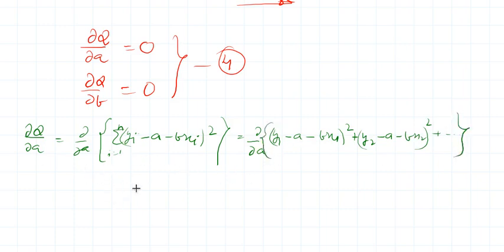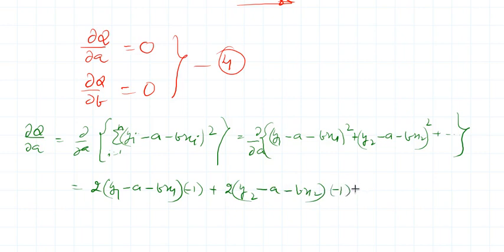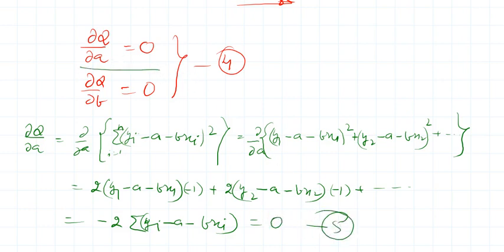If I take their derivative, then it must be equal to twice of y1 minus A minus B x1, and then its derivative with respect to A. So minus 1 will be there, so I will write that minus 1 here, into 2, and then the derivative in a similar manner, and so on. So minus 2 can be taken outside, and I can write this in the form of a summation: yi minus A minus B xi. That's what I am getting, right? Let me equate it to 0, because we have taken it equal to 0, and say it is equation number 5.